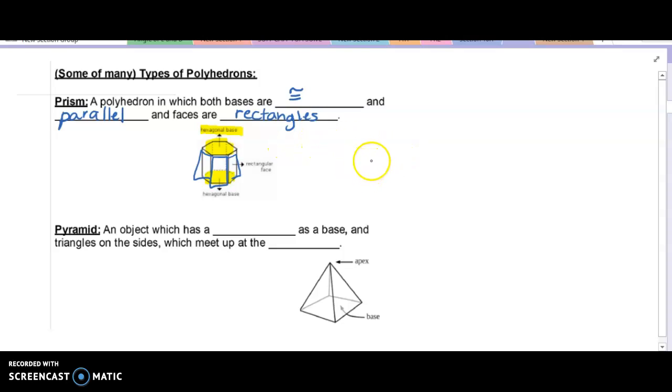We label prisms by their bases. The base of this is a hexagon, so we would call this a hexagonal prism. If the base was a triangle, we would call it a triangular prism. So just know that we always name these by their base. And same thing with pyramids too.